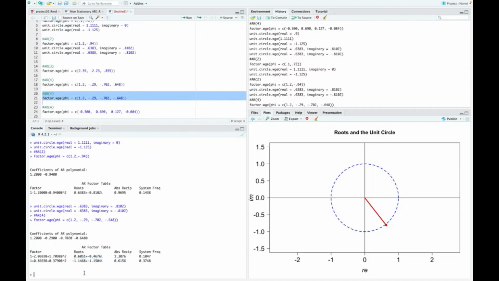That looks like non-stationary behavior, and it is. That should have a root that's inside the unit circle, but it's not immediately apparent just by looking at this real part and this imaginary part. So I'm going to go ahead and verify that with unitcircle.wge. We'll put the real part equal to 0.6051 and the imaginary part equal to 0.4676.